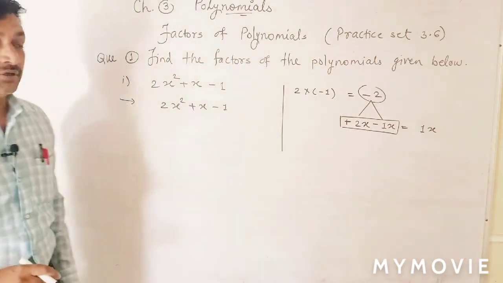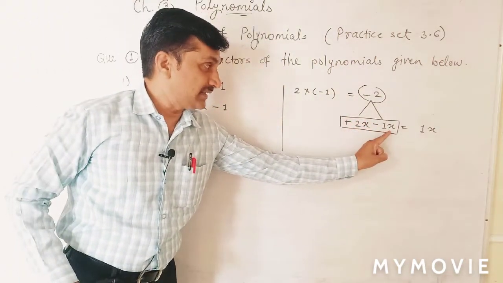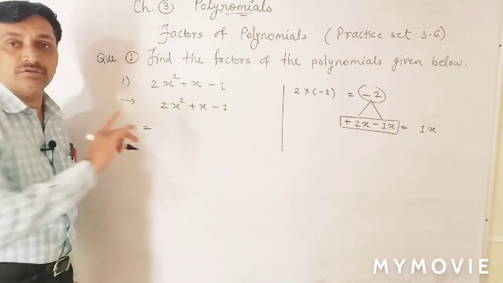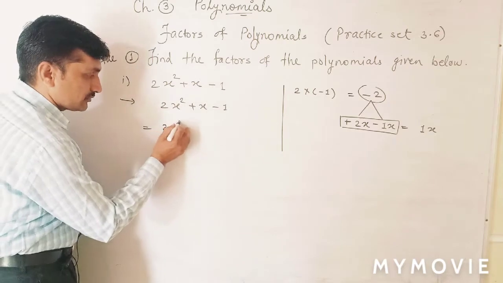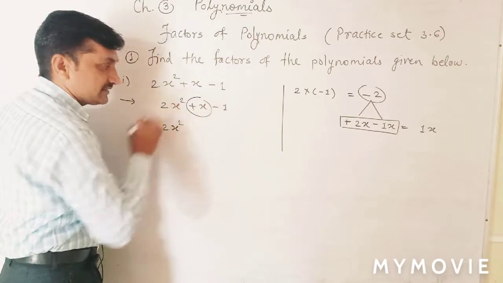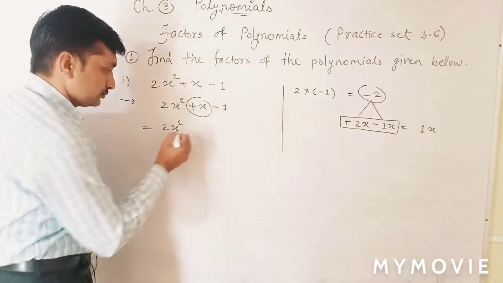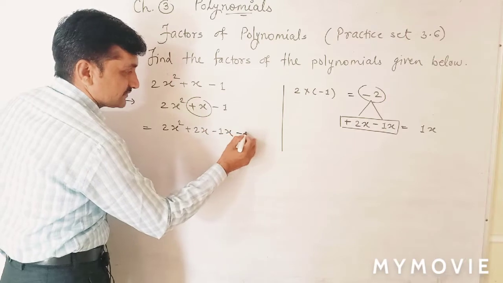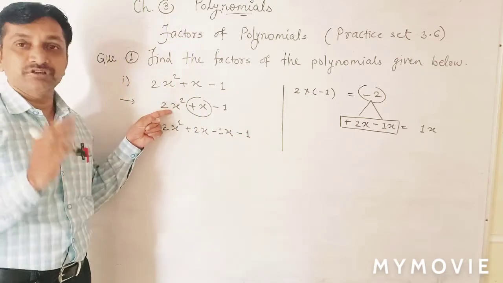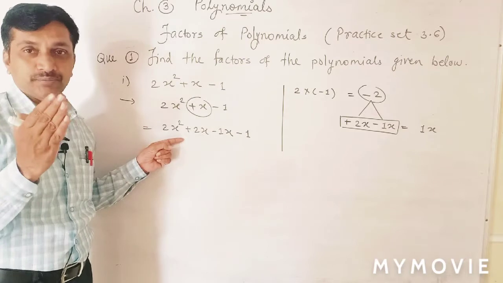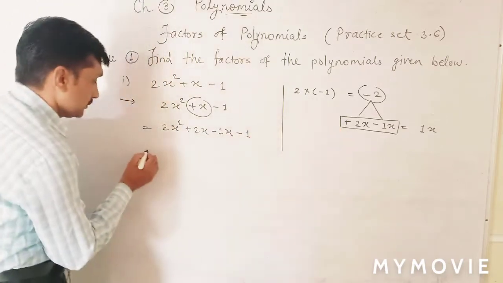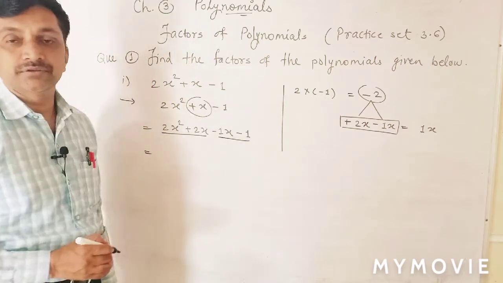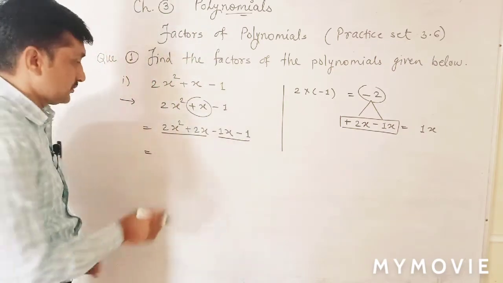These are factors. Now we have to replace the middle term by these two factors. Here is equal to, first and last write as it is, 2x square. Now in place of the middle term, put these two: plus 2x minus 1x, and here the last as it is. In the first step there were 3 terms, now we got 4 terms because of factorization. After this step we have to group them, group of 2 pairwise.